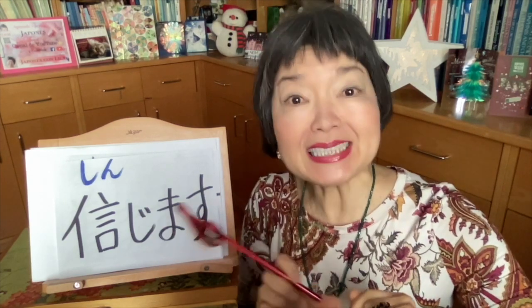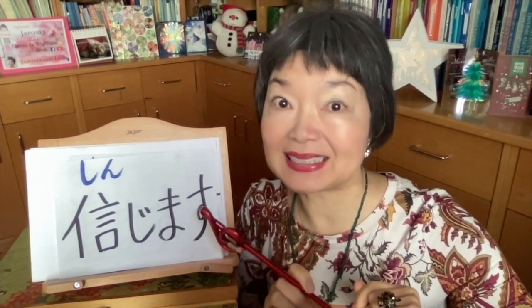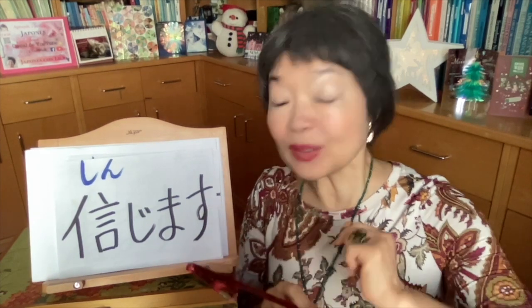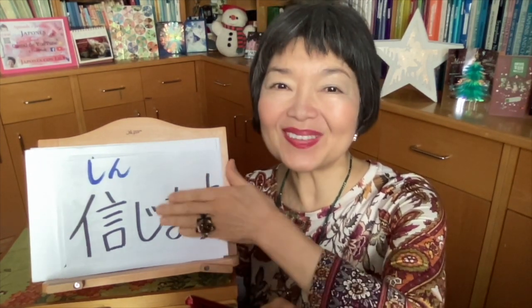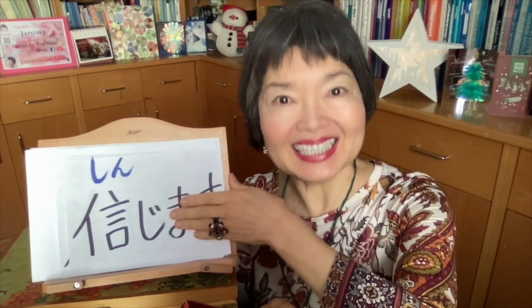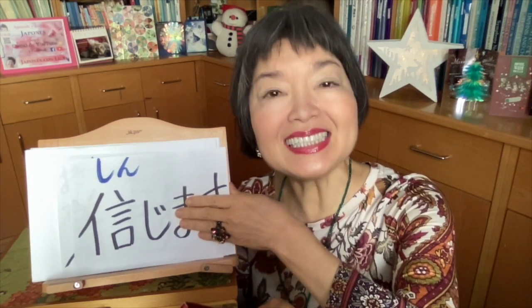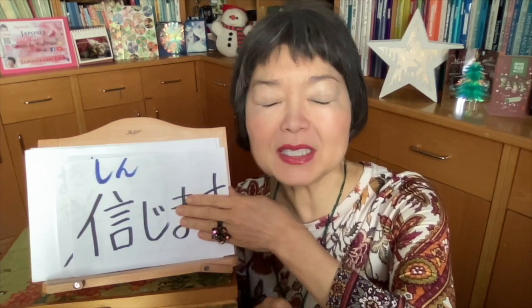For example, 信じます, to believe. This is also one of the exceptions. So in this case, without mas and te, it's very easy. 信じて, 信じます means to believe. So 信じて means believe me.